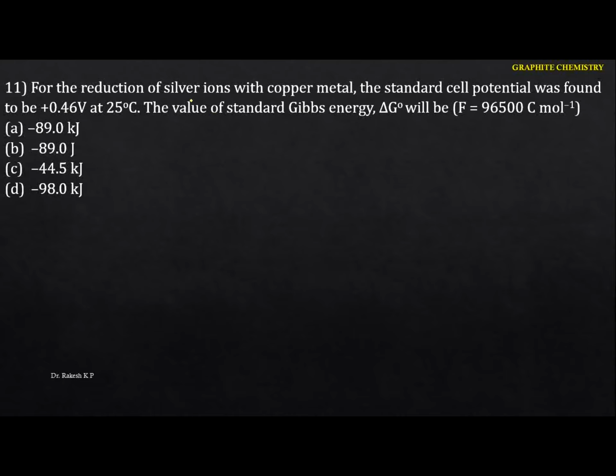According to the particular reduction of the silver ions with the copper metal, the copper readily undergoes oxidation. That means this copper loses its 2 electrons, hence you require the 2 Ag plus to gain the 2 electrons to give the 2 Ag and the Cu2 plus. So according to the equation, delta G naught is equal to minus nF E naught cell. What is the n value? The n value is 2. The F value is 96,500.